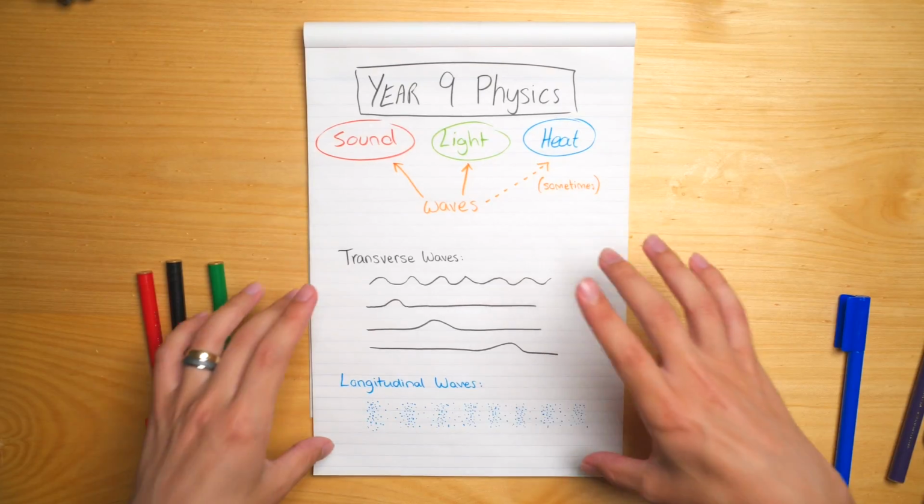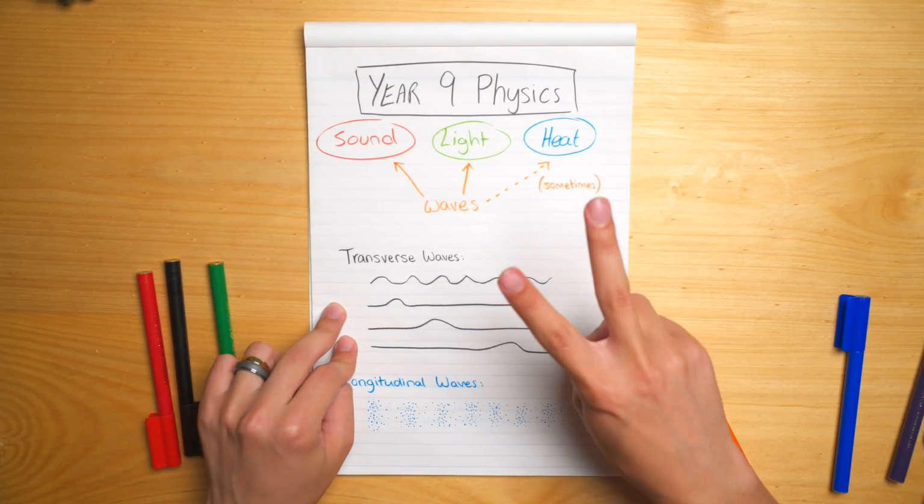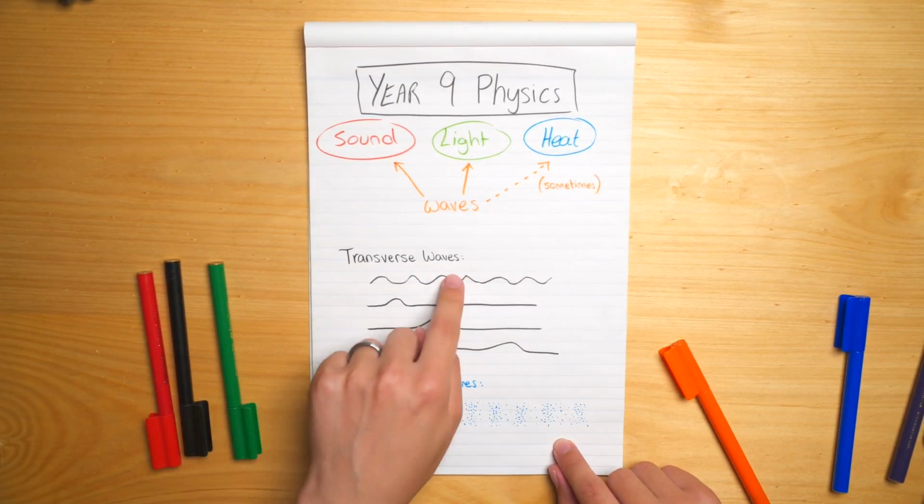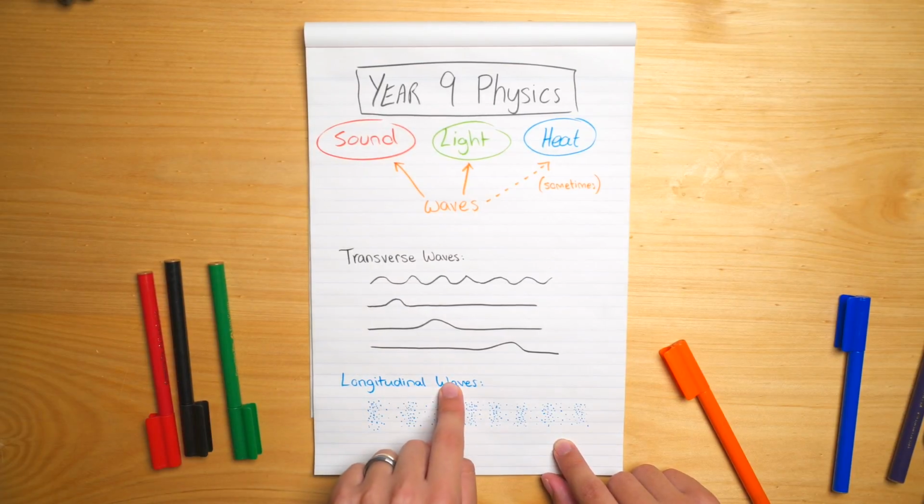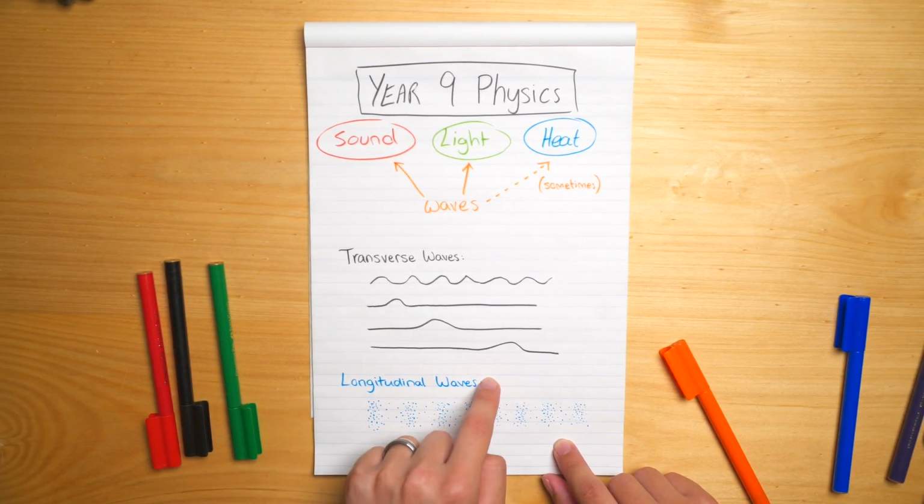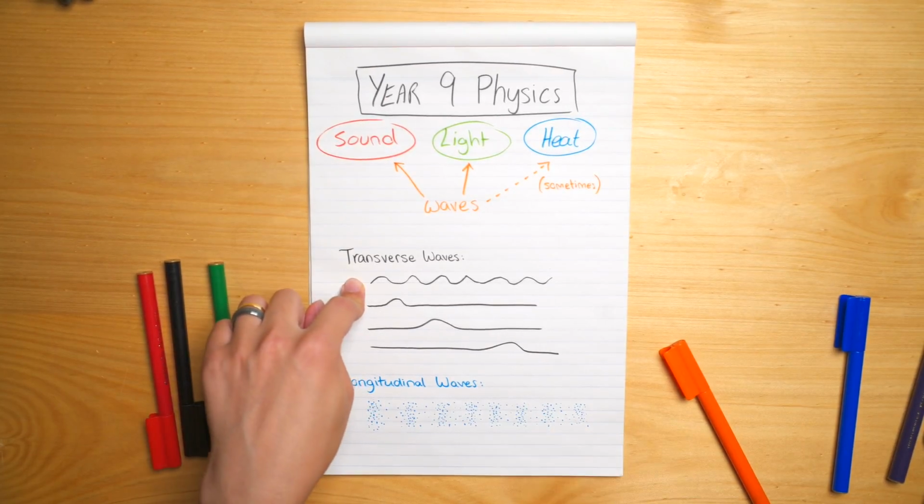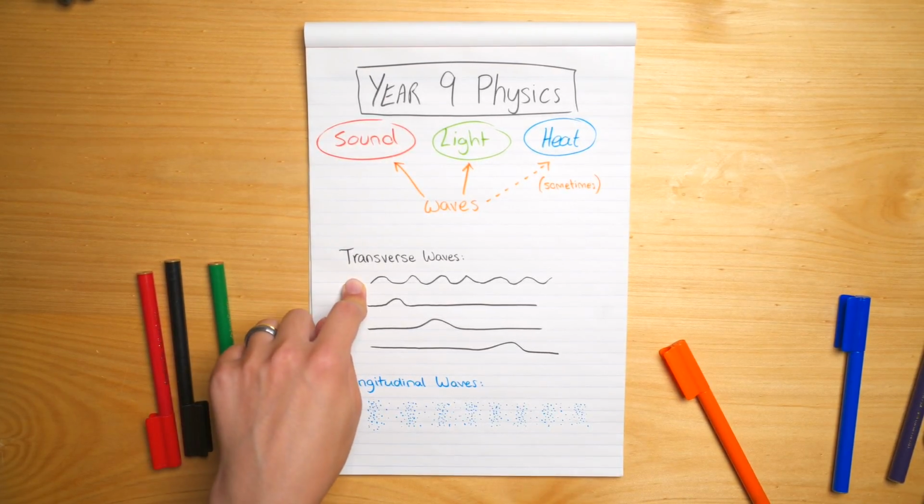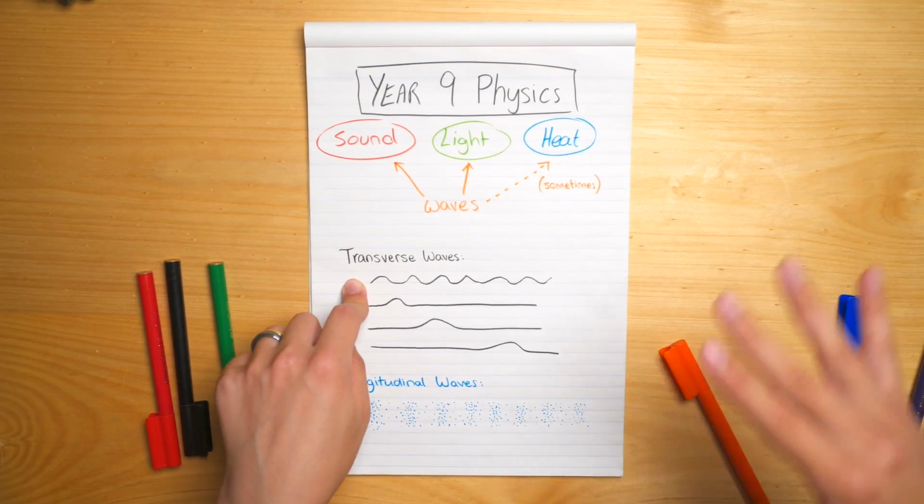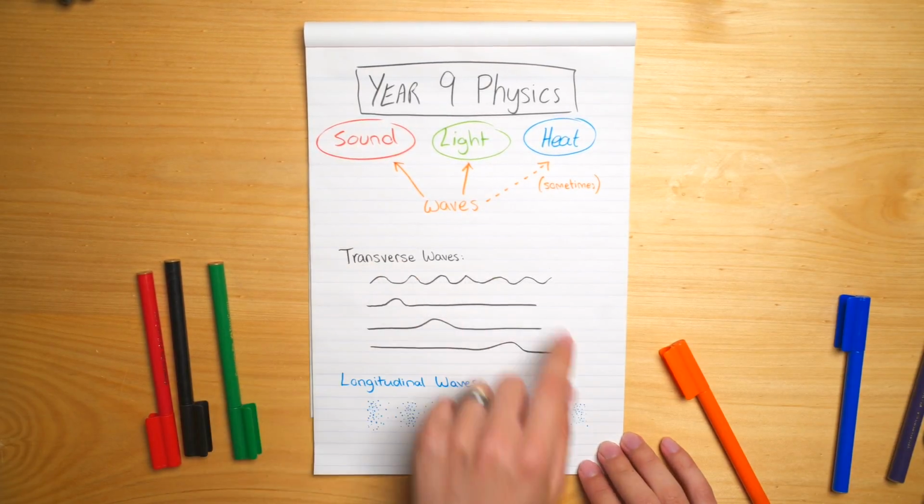And I've broken it down. It's very simple. We've got two types of waves. We've got transverse waves and we've got longitudinal waves. I'll talk about this one here a bit in a moment. We're just going to focus on this one here. Transverse waves are the ones you've seen every day in your life. When you see ripples across the water surface, that is a transverse wave.